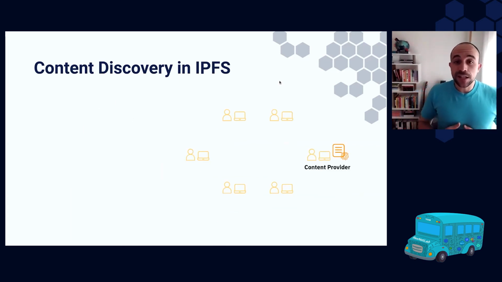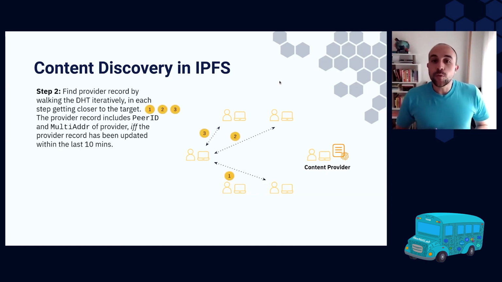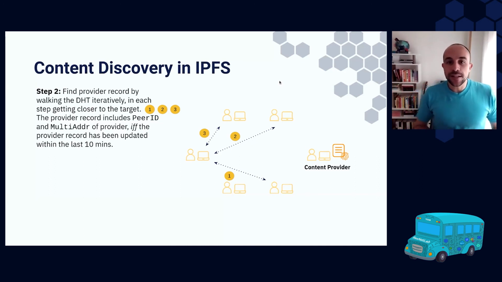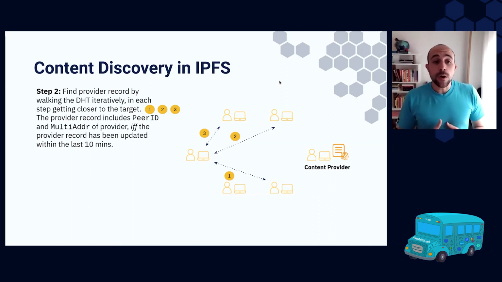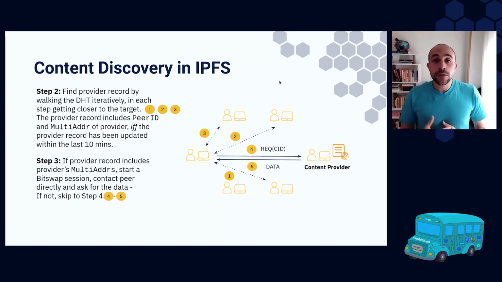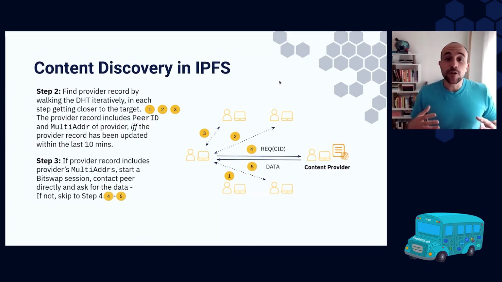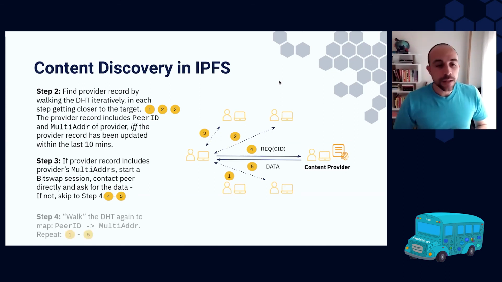And the walk in the DHT is done in the following way. First, we try to find the provider record. So we try to find this list of peers that may be storing the content that I'm interested in. For this, we perform a walk in the DHT to find the provider record. And when we get this provider record, we check the list of peers and see if I have the multi-address to contact any of these peers that may be storing the content. If this is not the case, we need to do an additional walk in the DHT in order to find the multi-address of the provider. So, the ways in which I can contact the peer that is storing the content for this specific CID.